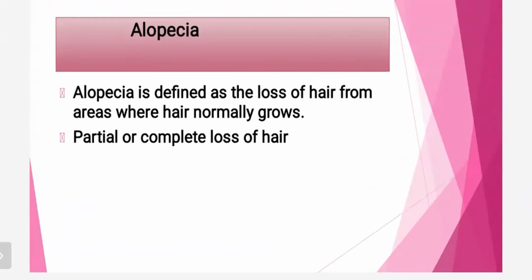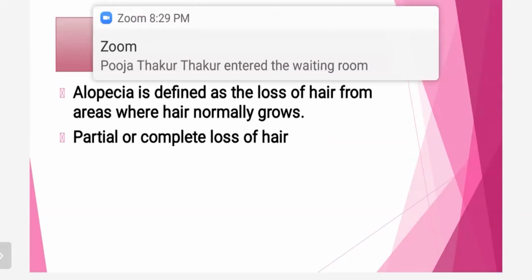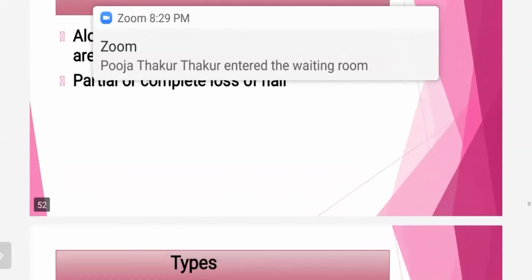So this khalati and indralupta are typically correlated to alopecia. Alopecia is defined as the loss of hair from areas where hair normally grows. It is very much applicable to the scalp, because in the scalp we expect long anagen phase hairs. So if the hair is lost in that area, it is alopecia. So partial or complete loss of hair will happen in alopecia.